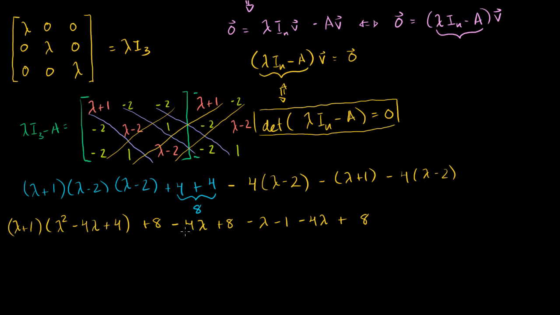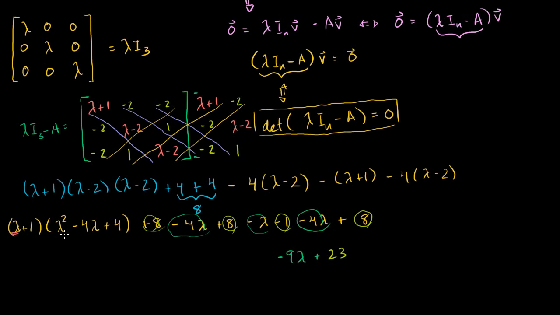And then let me simplify this up a little bit. So this guy over here, constant terms, I have an 8, I have a minus 1, I have an 8, and I have an 8. So that's 24 minus 1. So that is a 23. And then the lambda terms, I have a minus 4 lambda, I have a minus lambda, and I have a minus 4 lambda. So it's minus 8 minus 1, so I have minus 9 lambda. Minus 9 lambda plus 23. And now I have to simplify this out.